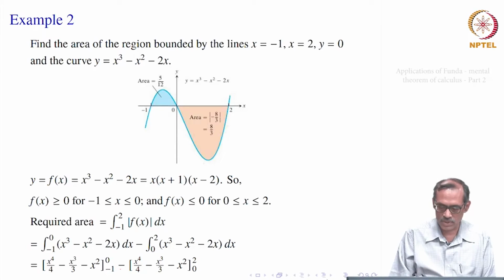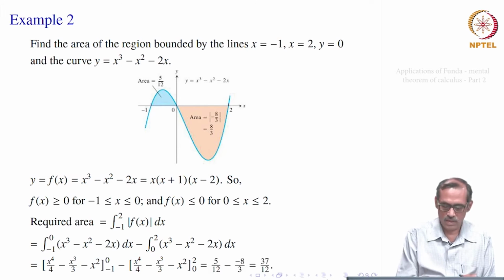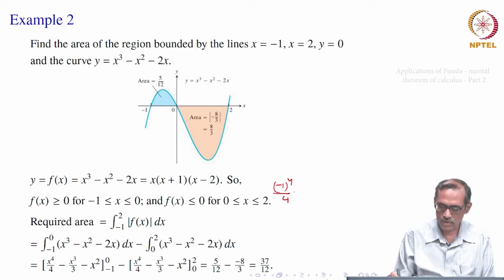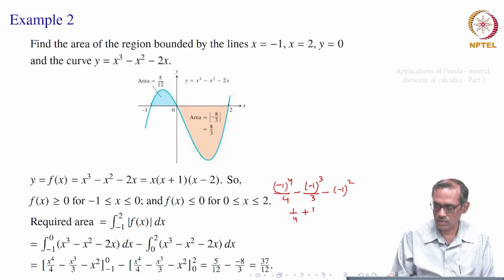Then a similar thing comes here, but with the negative sign on the outside, it is 0 to 2. So, we write their values. At 0 this becomes 0, at minus 1 this is minus 1 to the power 4 by 4 minus minus 1 cubed by 3 minus minus 1 square. So, that gives you 1 divided by 4, and this becomes plus 1 by 3, and this is minus 1.